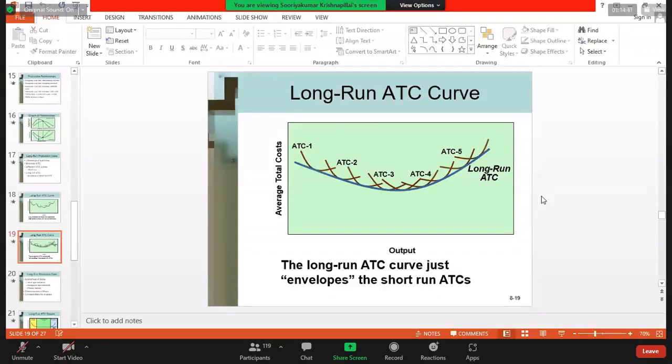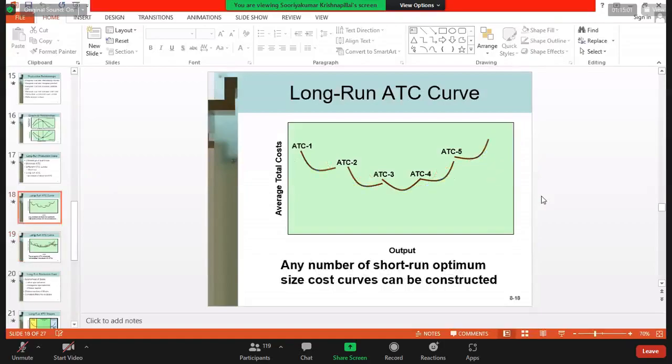We will study it in the next class. We have some more slides. We will study this long run cost curve further, and next class we will finish it and start the market for pure competition. Okay, students, I am stopping here.